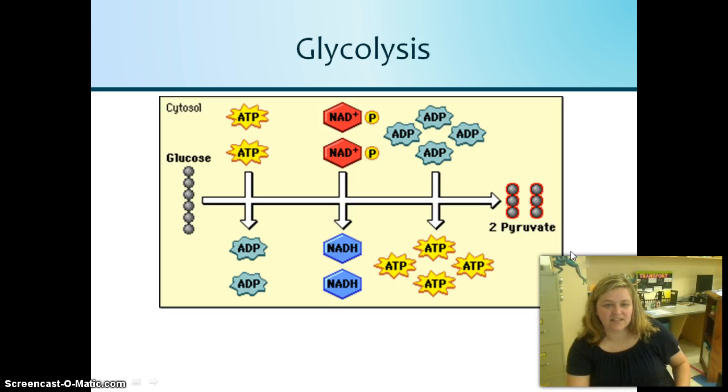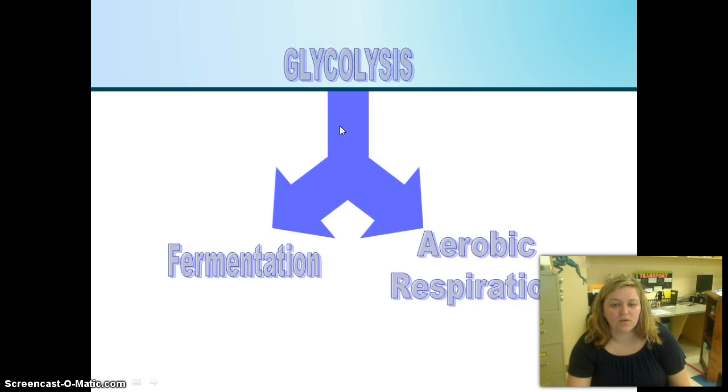So here we see glycolysis. It's a really complex process. I don't really care that you know much about it, other than that it happens in the cytoplasm, and it doesn't make a lot of ATP. So from glycolysis, we can either go to aerobic respiration or to fermentation.